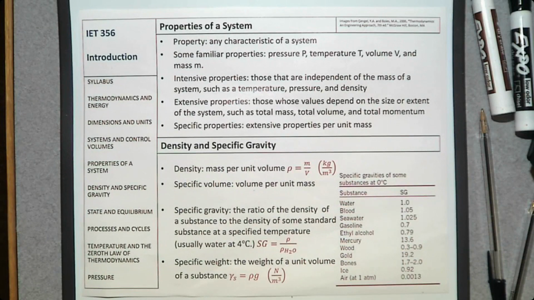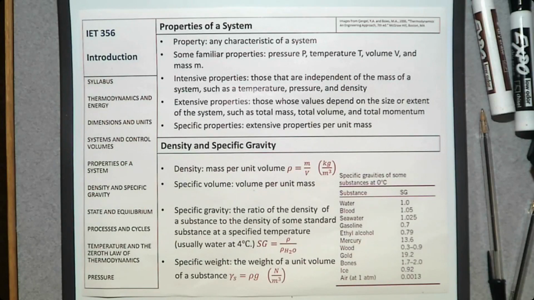Okay, let's continue thermodynamics. So we were talking about properties. Any characteristic of a system can be the pressure, temperature, energy, mass, volume. The parameters that represent a system are called properties. And there are four main properties that we are going to study in thermodynamics. They are pressure, temperature, volume, and mass.